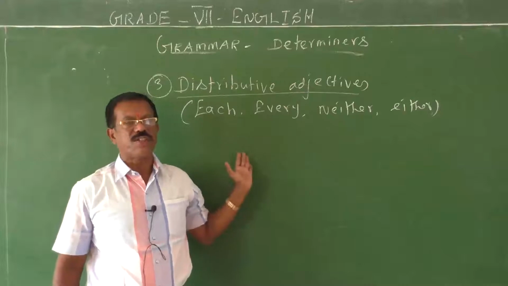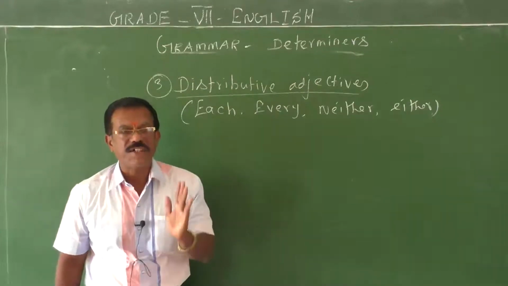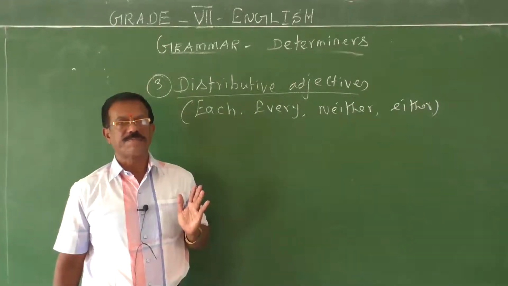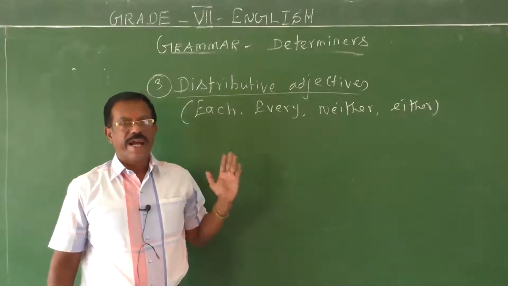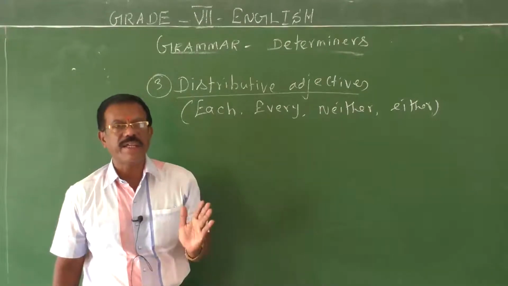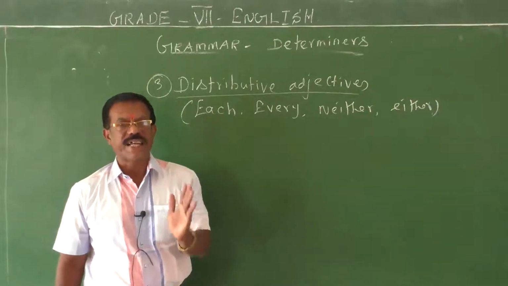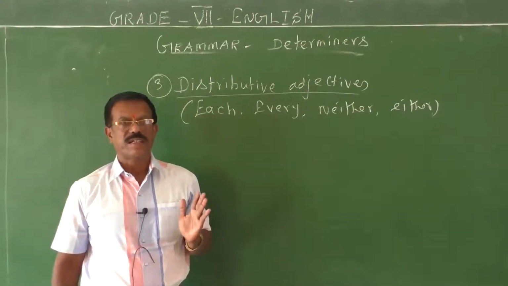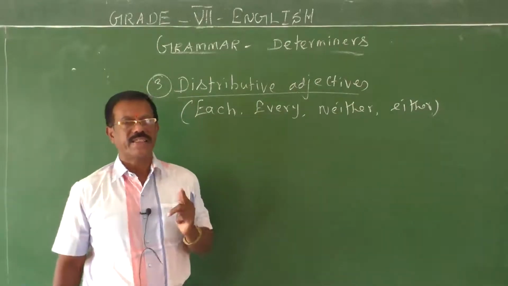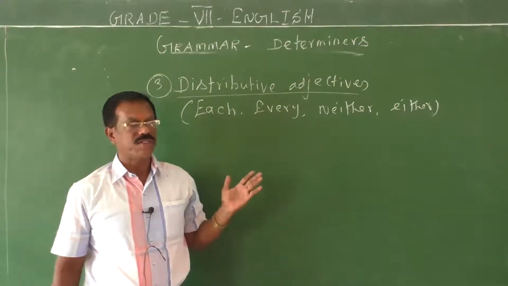These distributive adjectives function as determiners in a sentence because they stand before a noun and they restrict, they determine the meaning of a noun at a time. Therefore, we call these distributive adjectives determiners. Okay children, could you follow me? Yeah, nice. Let me give you an example for each and every one.